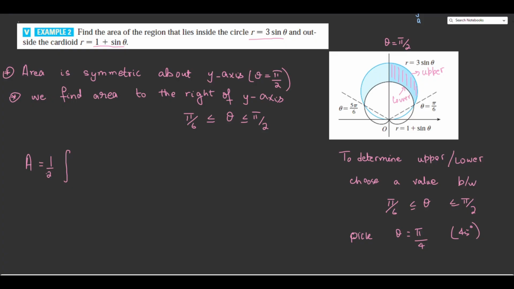So area will be equal to the integral from pi by 6 to pi by 2, and here we write the square of the upper curve, which is going to be 9 sine square theta, minus the square of the lower curve, which is 1 plus sine theta, whole square, and then we integrate this with respect to theta.